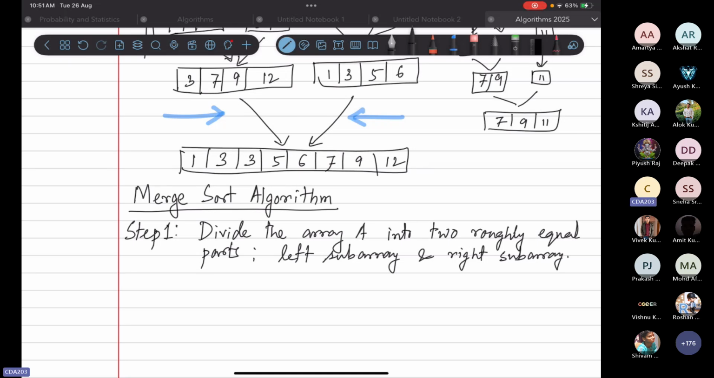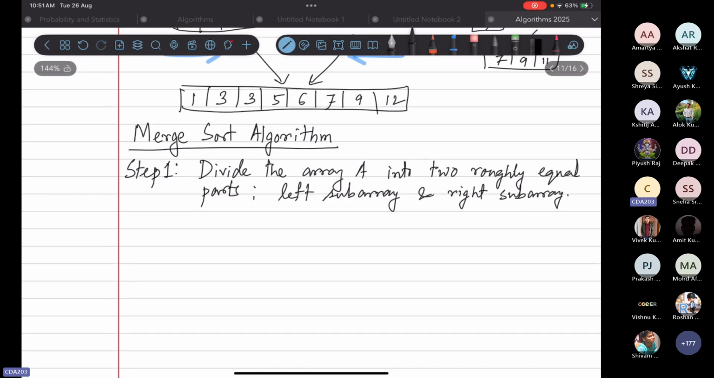So I think it's clear now what I mean by roughly equal, right? If I have an odd number of elements, one half will get one extra element than the other. Okay. What is the next step?